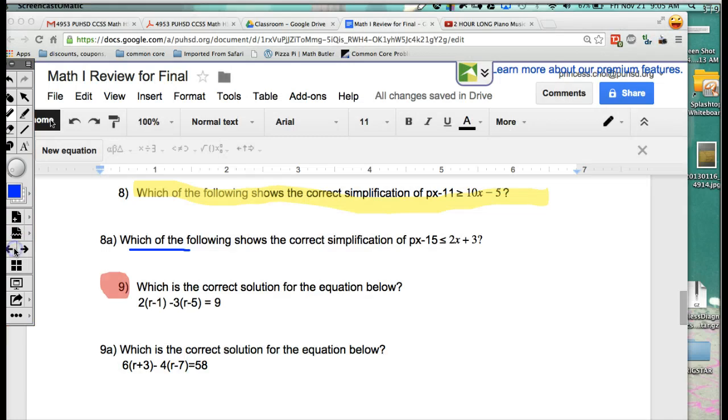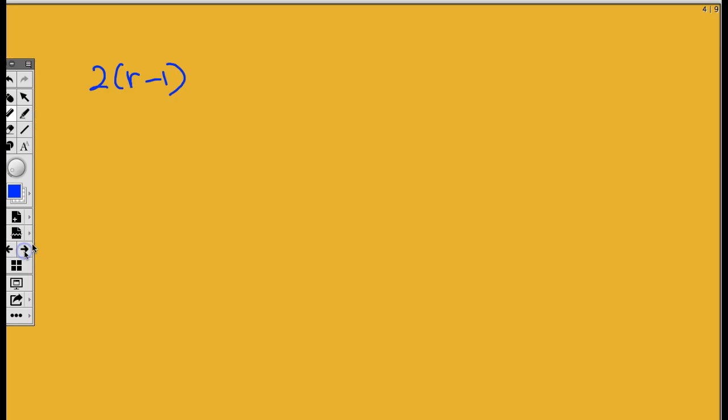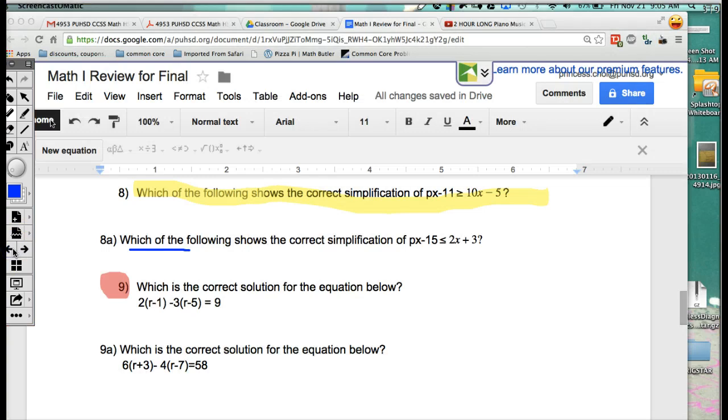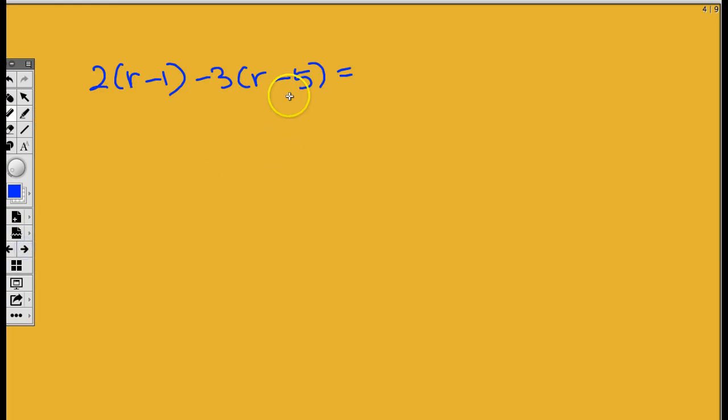It's going to be 2 times r minus 1. 2 times r minus 1. And then we go back. Minus 3 r minus 5. And that equals 9. So then now we have to solve it and go all the way so we can find out what r is equal to. Okay, so first thing we gotta do is we gotta what?